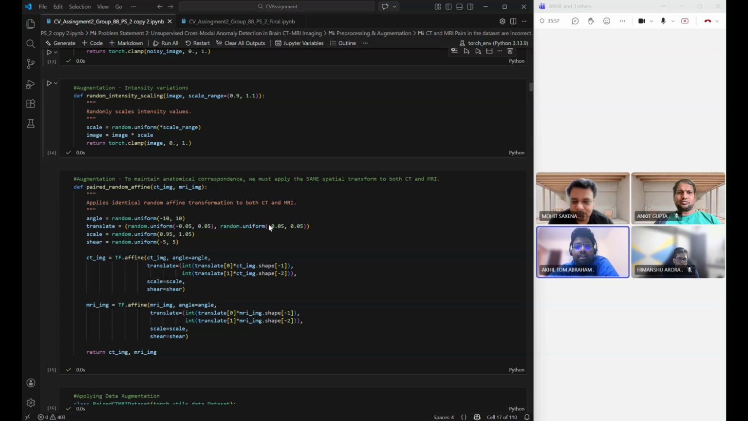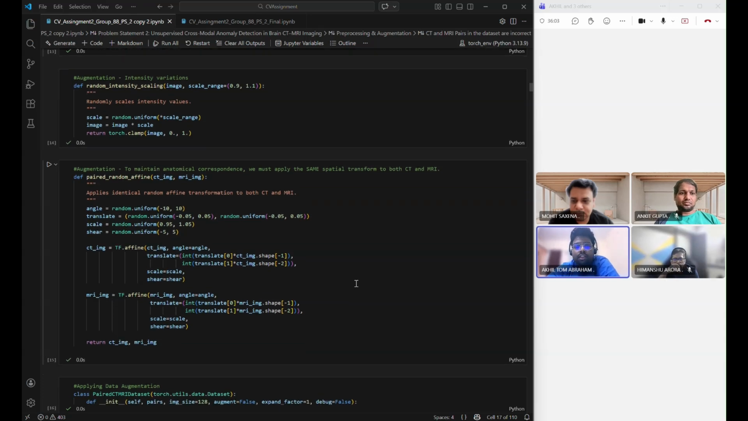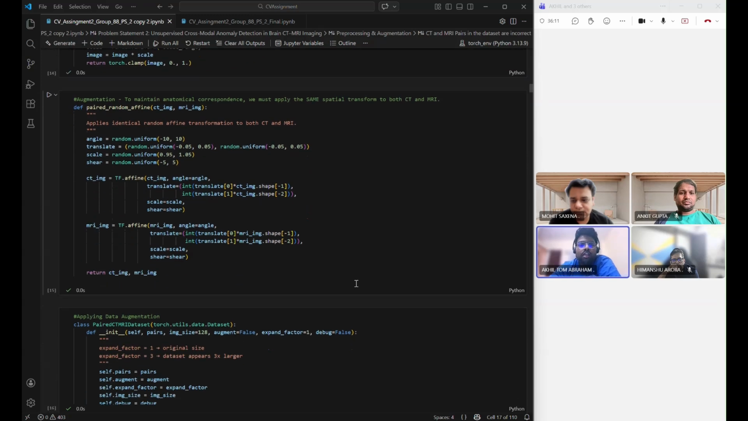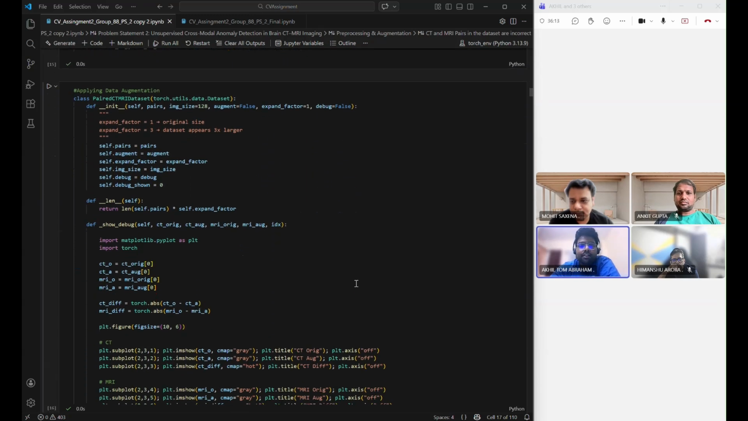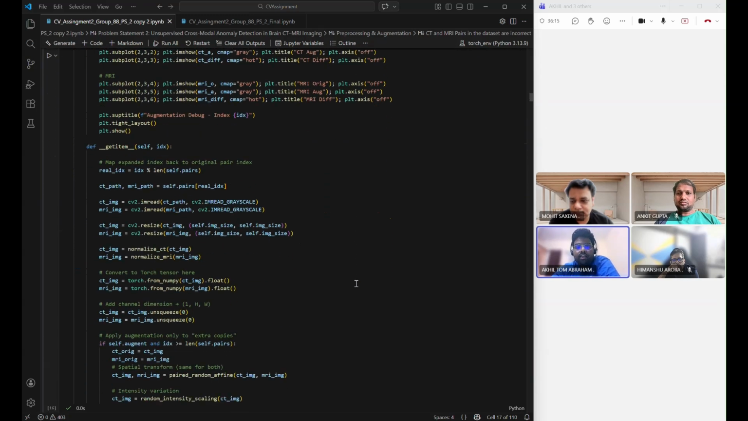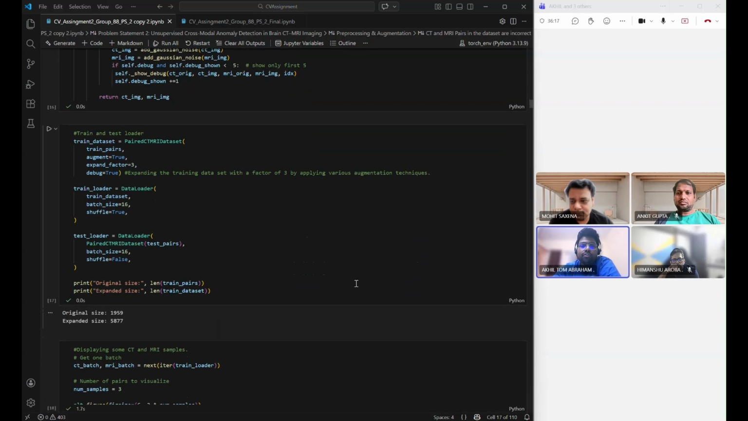The issue was that the CT and MRI images represent the same brain anatomy. So any transformation done on the CT had to be done on the MRI too. We implemented a paired geometric transform for this. In the process, we expanded the training dataset by three times. This reduced overfitting and made training more stable, especially for the deeper models.